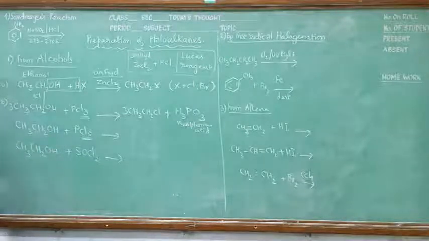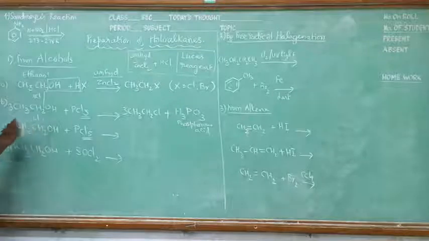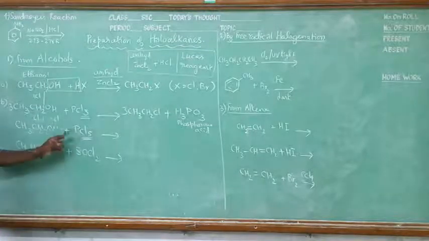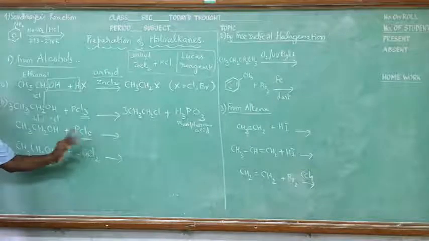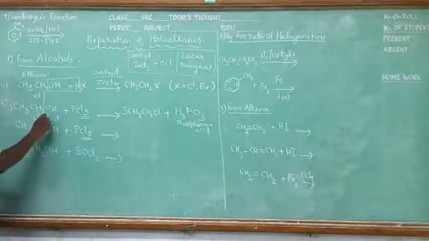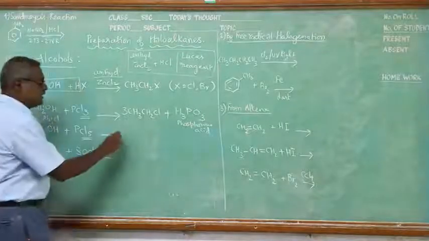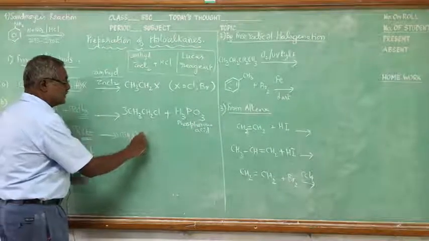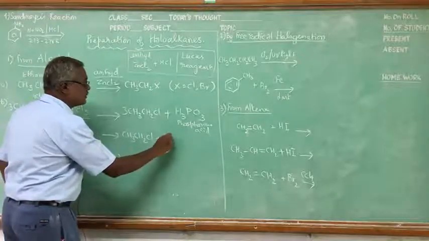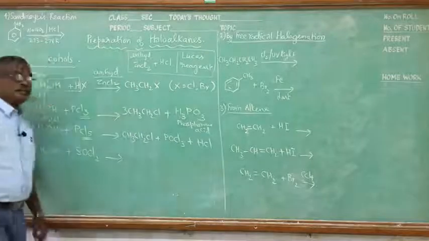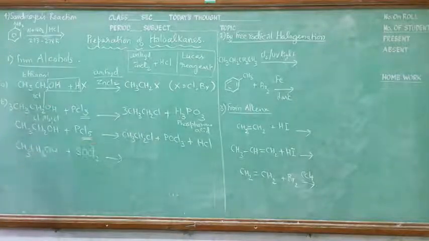When PCl5 reacts, the ethyl group will take away 1 chlorine, and this hydrogen will take away another chlorine. So 2 chlorines are gone. The remaining POCl3 is taken away by this oxygen. So we will get 3 products here: ethyl chloride plus phosphorus oxychloride plus HCl. POCl3 is known as phosphorus oxychloride.